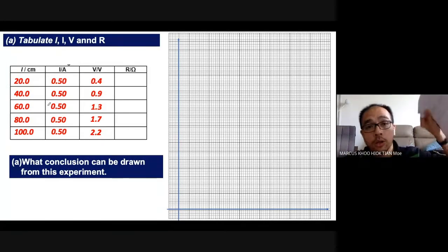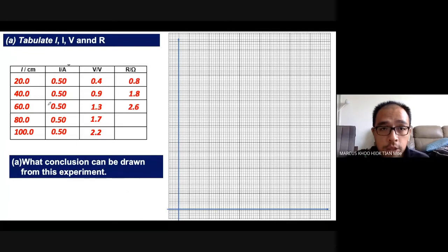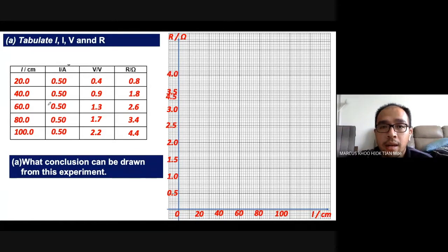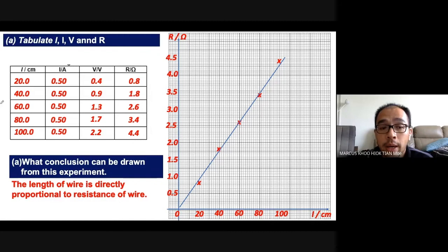Okay, so that at least your notes can be complete. So in this experiment, what can be concluded? Okay, is that it is directly proportional. So the conclusion is the length of the wire is directly proportional to the resistance of the wire. The longer the wire, the higher the resistance.